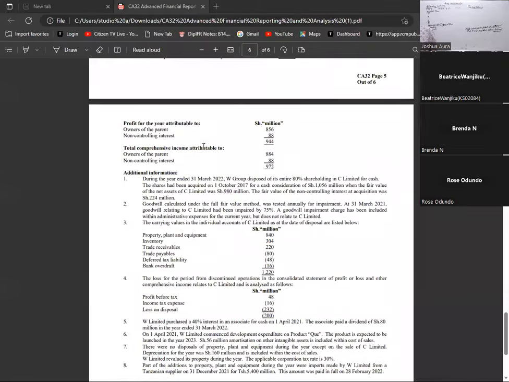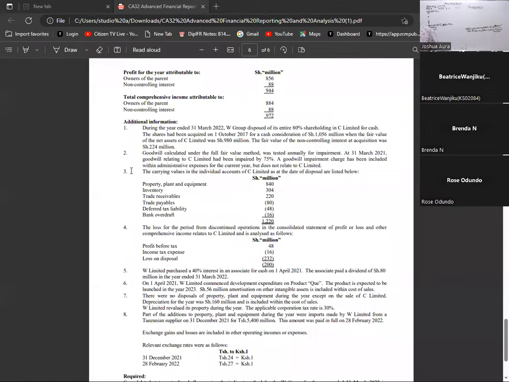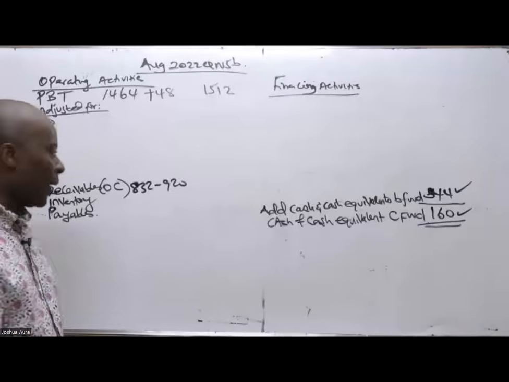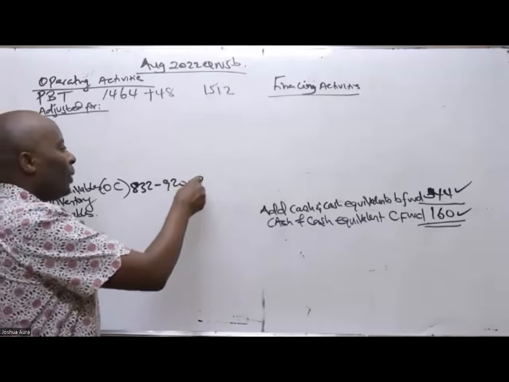If there is a disposal, in note number 3 the carrying values in the individual accounts of C Limited as at the date of disposal are given. You can see the carrying values, and we have trade receivables worth 220. Because this was a disposal, straight away I need to say minus 220.